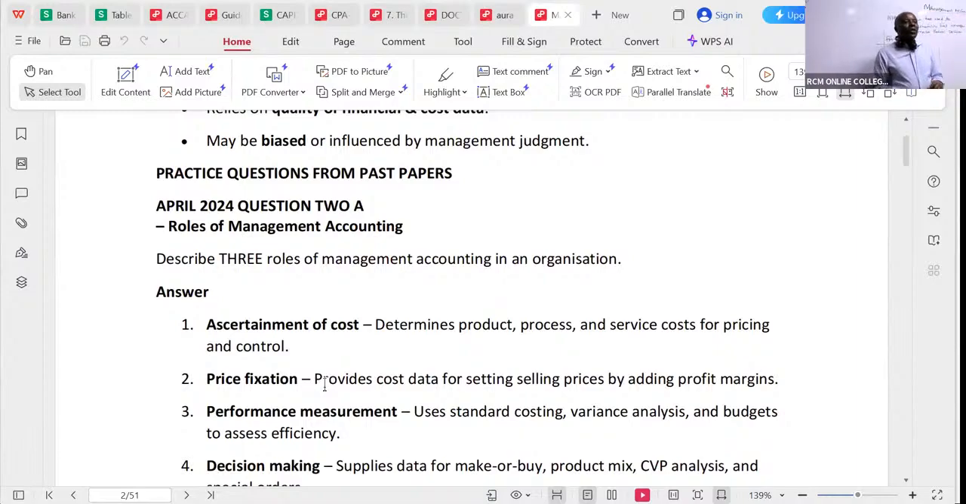A management accountant will always be involved in what we call cost ascertainment. We are the cost champions. So we'll be the ones who will come and say, if we are making pens of this nature, how much will these pens cost us in form of materials, labor, and overheads? So cost ascertainment, that is number 1.